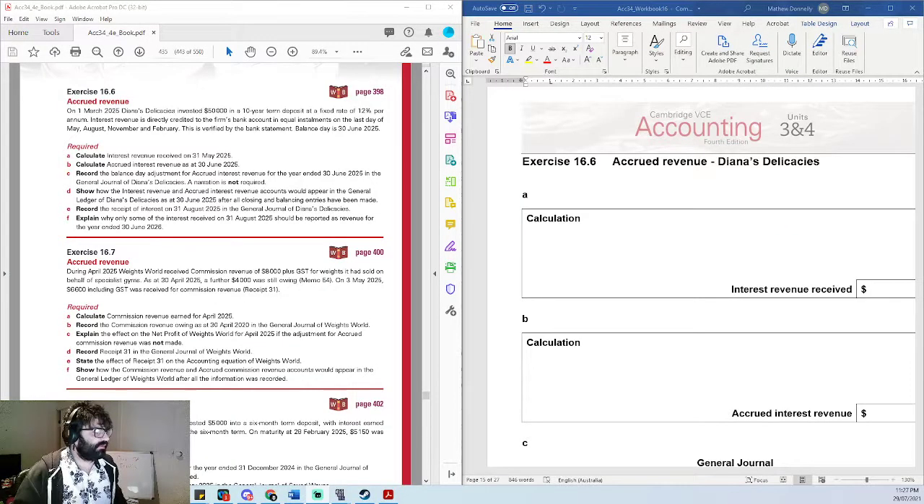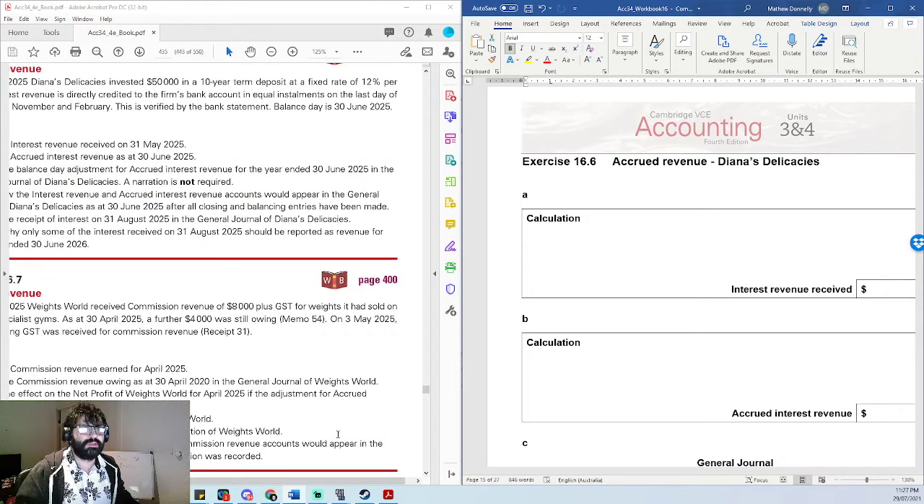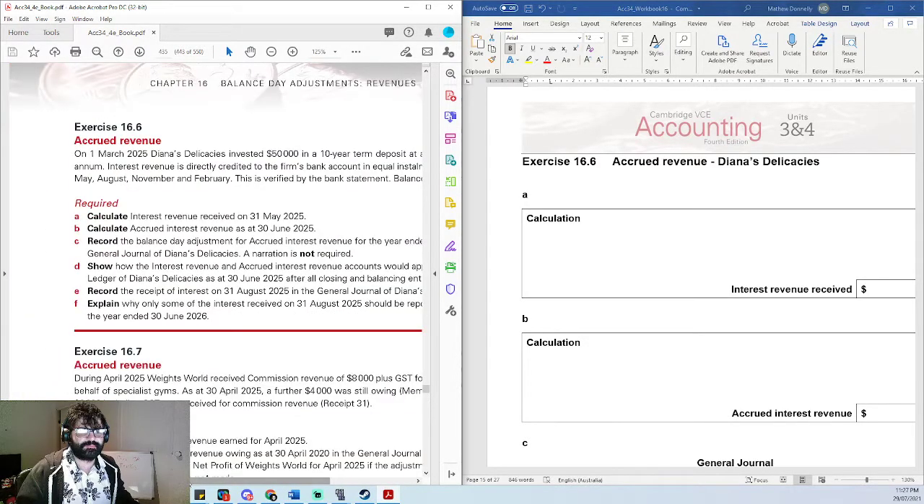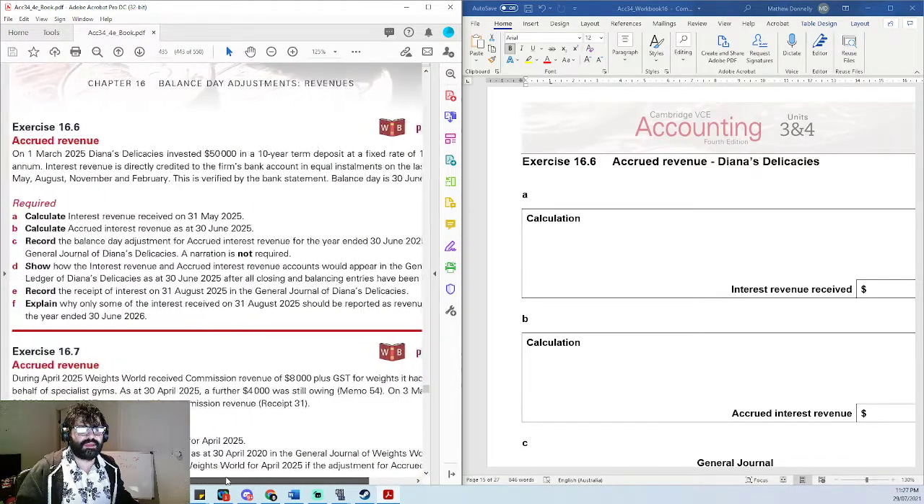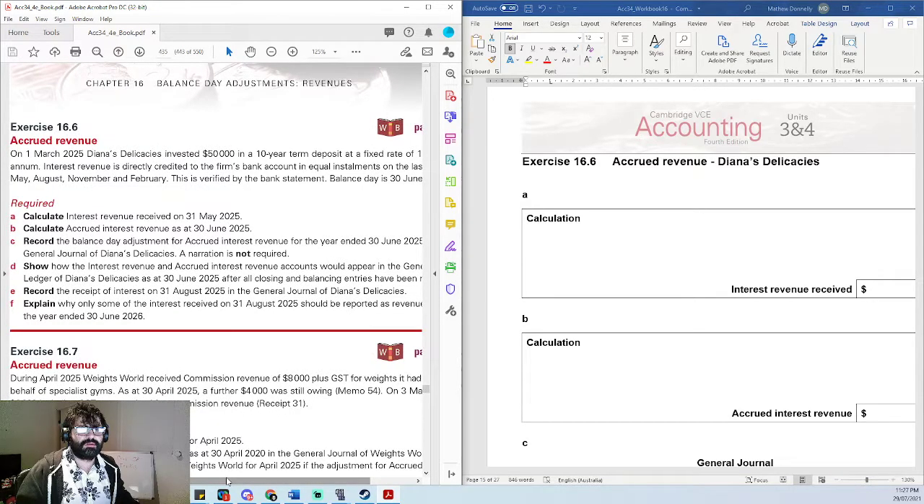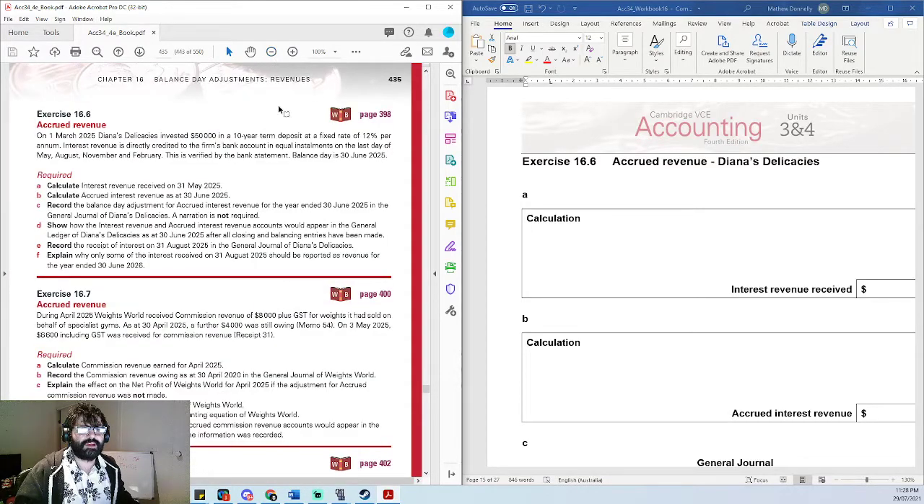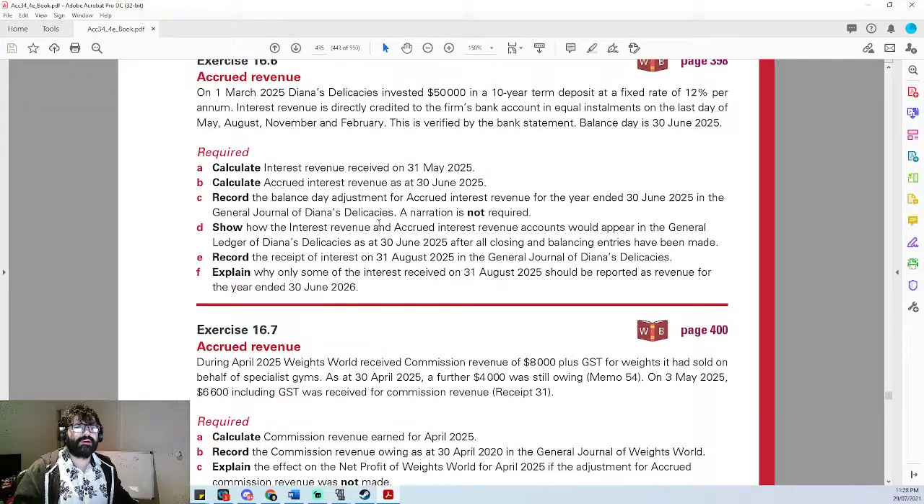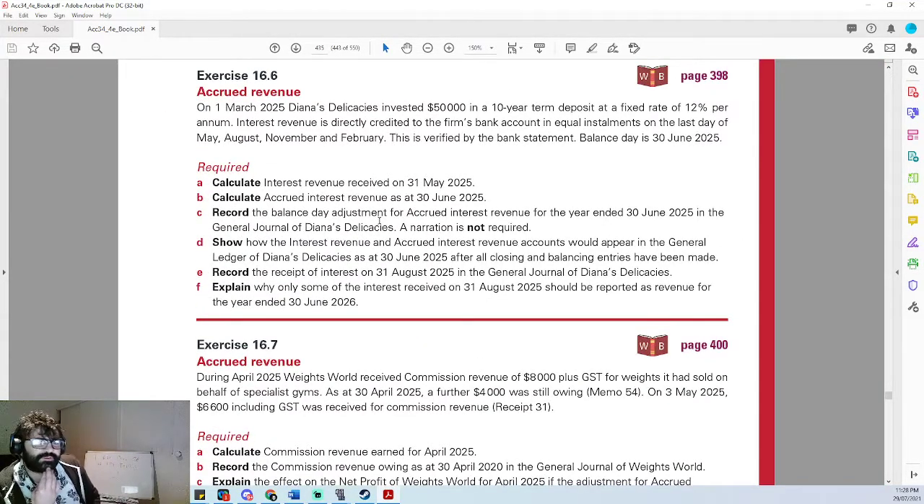Alright, so let's bring up the exercise. You can see here, exercise 16.6. If we zoom in on the book, we see it is on page 435. I'm just going to see if I can get a slight zoom. I'm just going to make this bigger. Do it that way.